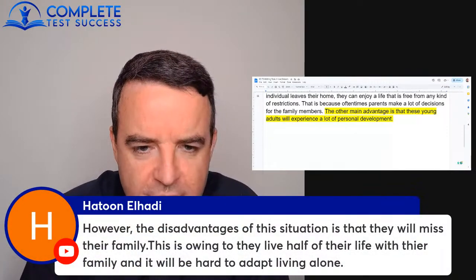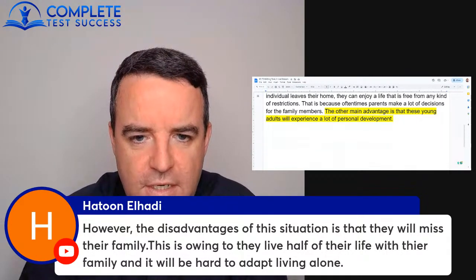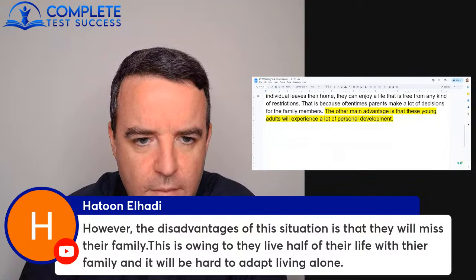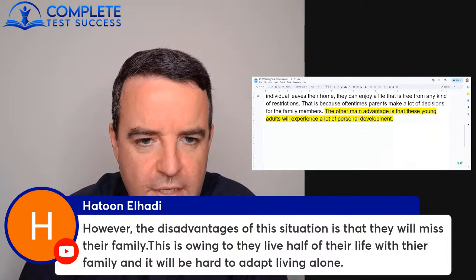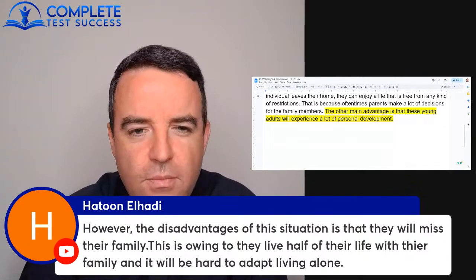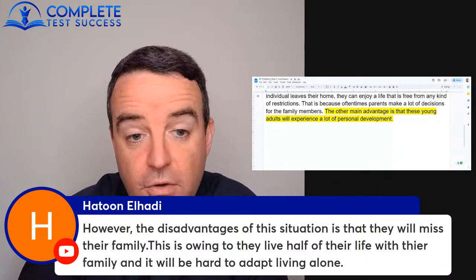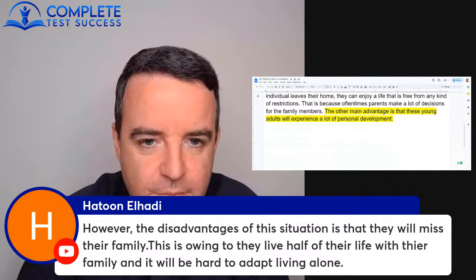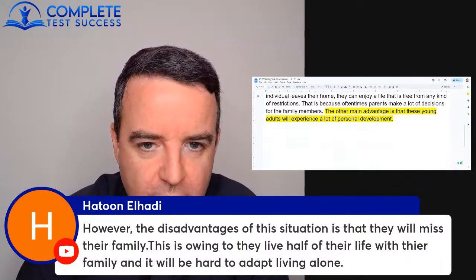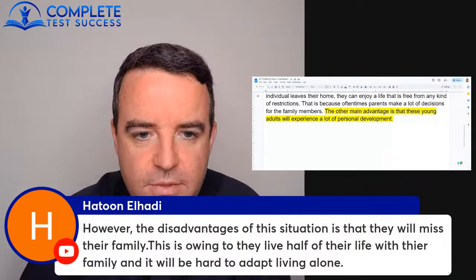Hatun, "however, the disadvantages of this situation are that they will miss their families." So that's one. So we would have to say, however, the disadvantage of this situation is that they will miss their family. But this could be the first sentence of body paragraph 2. That's what we might be looking at here. So we would still need to develop the previous idea in body paragraph 1, the one I've highlighted on the screen about the personal development.